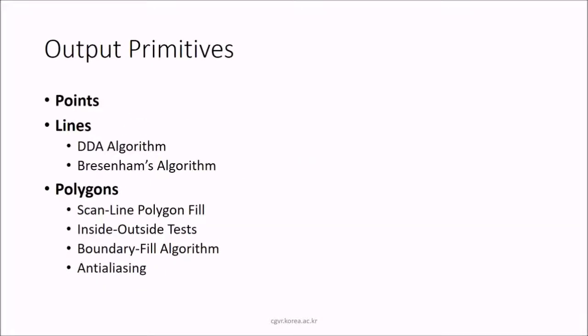In output primitives, we have point, line, and polygon. In computer graphics, how do we represent these? For lines, we have various algorithms: the DDA algorithm and Bresenham's algorithm. To represent polygons, we have scanline polygon fill, inside-outside test, boundary fill algorithm, and anti-aliasing.